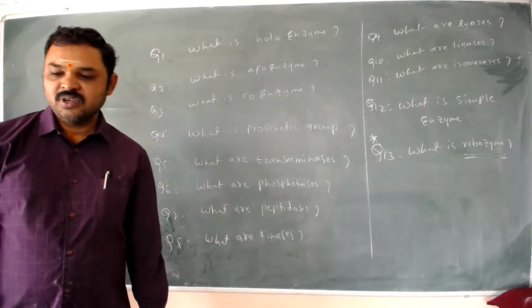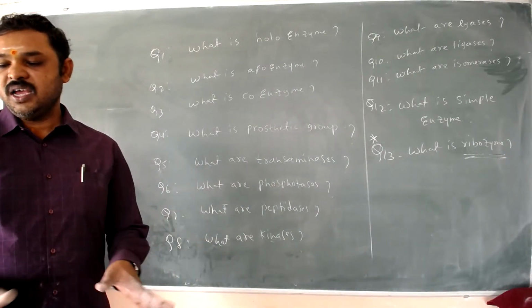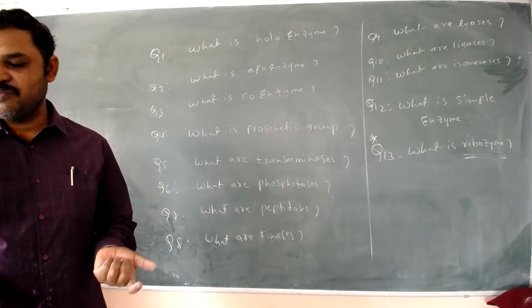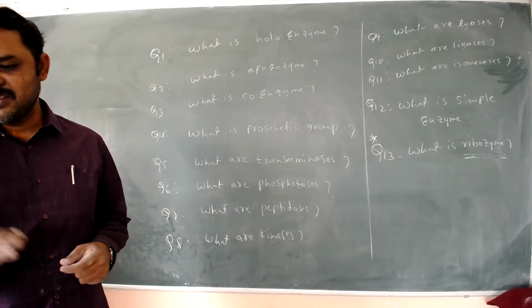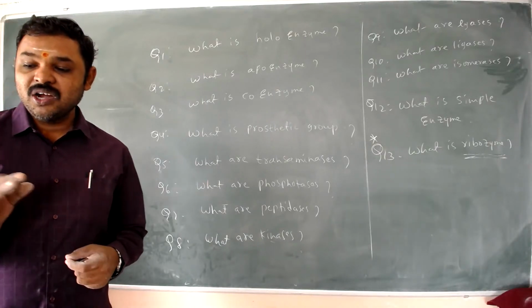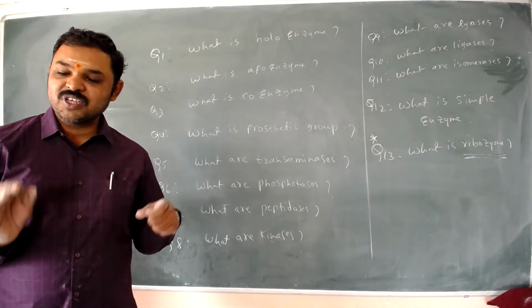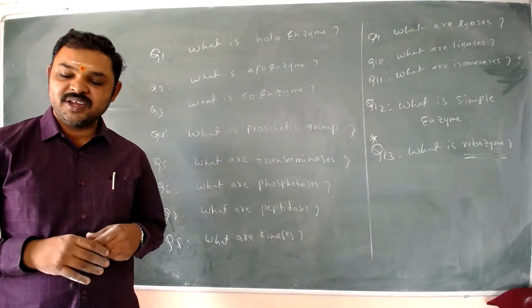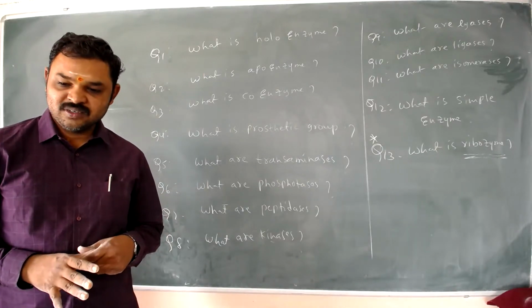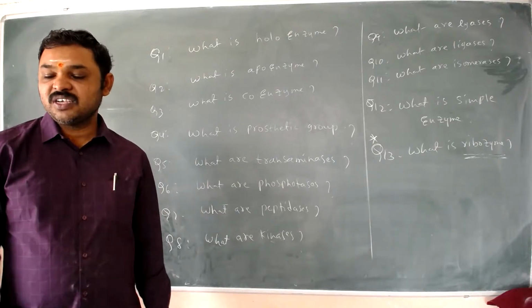All enzymes are made up of proteins only, but there is an exception. Ribozyme is an enzyme made up of RNA. What kind of RNA? 23S rRNA, working as a catalyst. So this is the enzymes assignment.